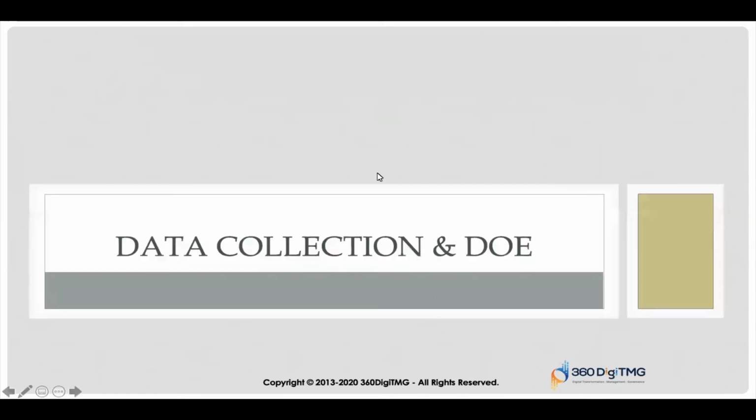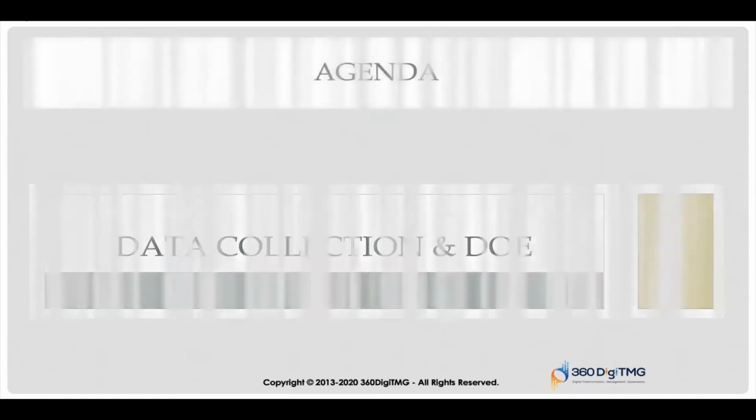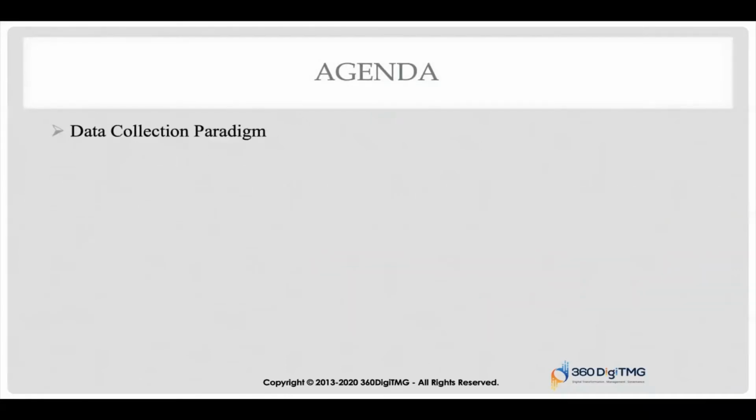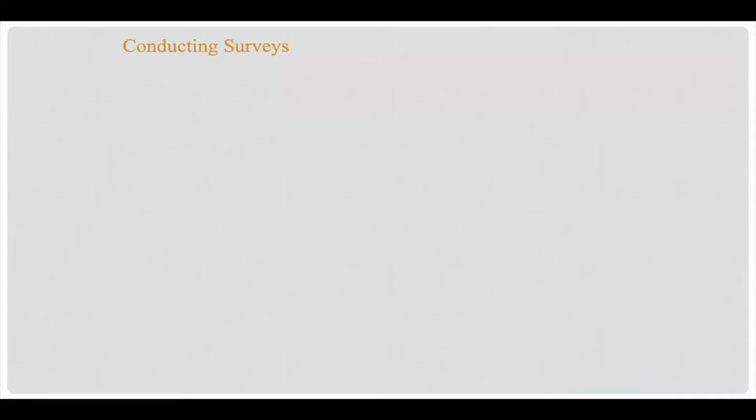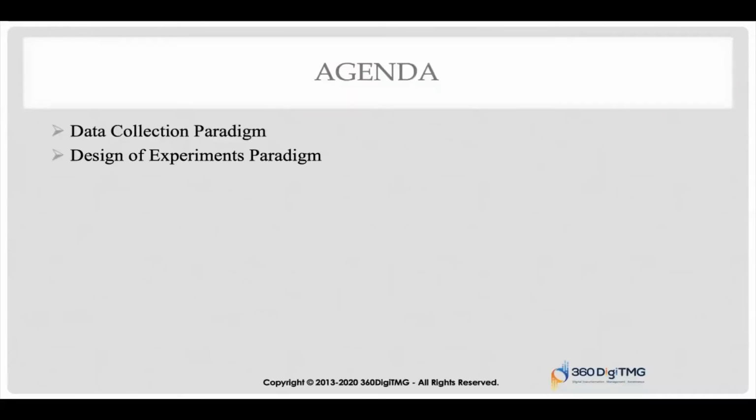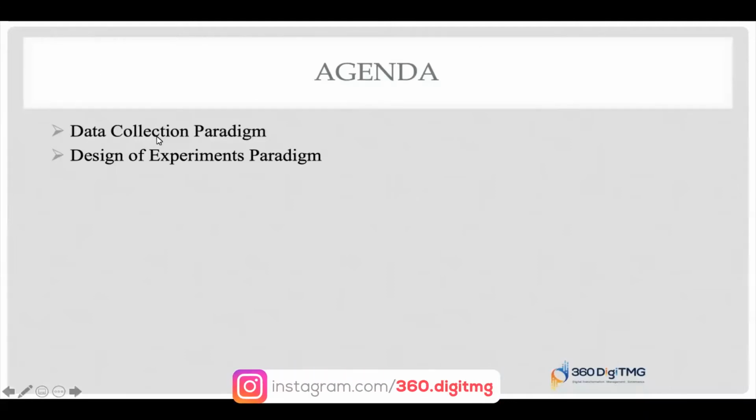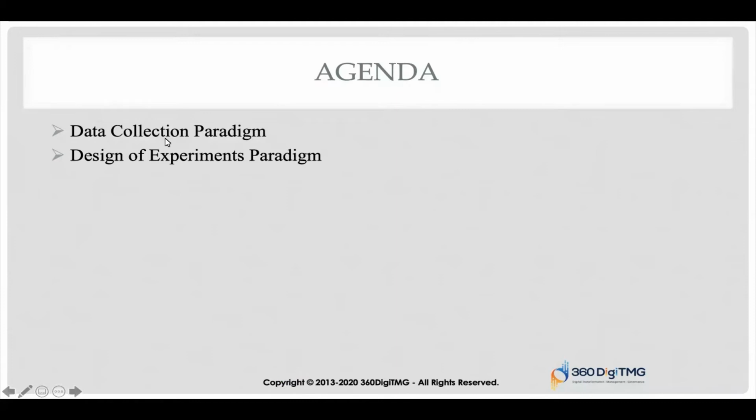All right, welcome to the webinar on data collection and design of experiments. When it comes to data collection, there are predominantly 2 modes of data collection, right? We will discuss that. We will discuss the data collection paradigm and the design of experiments paradigm. Even before I get into the data collection paradigm, I wish to tell you all that there are 2 modes of data collection. One is called the secondary source, and another is the primary source: the secondary data collection mechanism and the primary data collection mechanism.